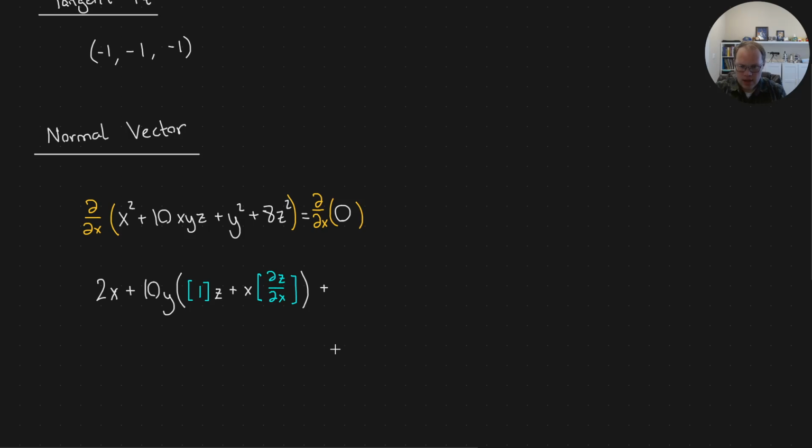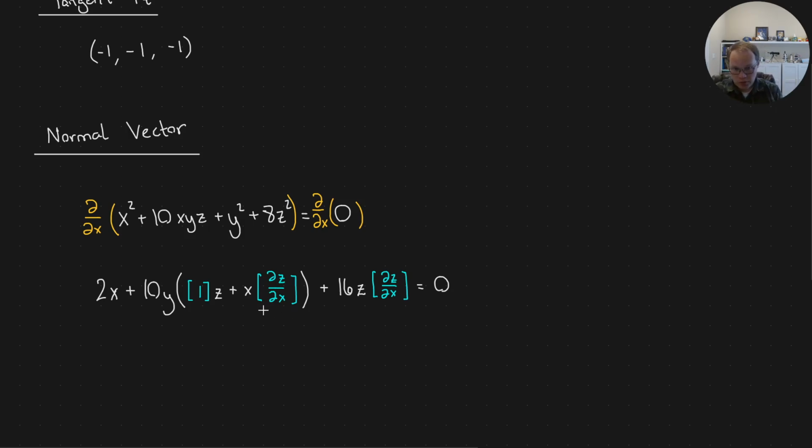Plus the derivative of y squared with respect to x. Y is a constant, so that's just 0. And then the derivative of 8z squared. Here I'm going to need a chain rule, because z is not my variable of differentiation. So I'm first going to do a power rule. 8z squared gives me 16z. And then because z wasn't my variable of differentiation, I need to multiply by its derivative, the derivative of z with respect to x. And then, of course, on the right-hand side, the derivative of 0 is 0. So the derivative part is done.